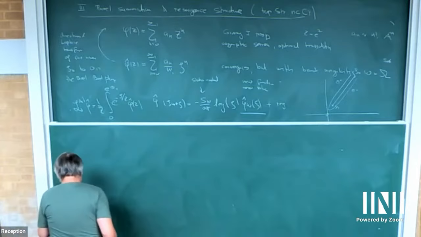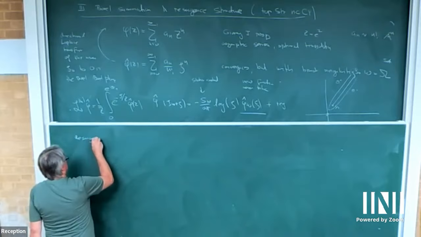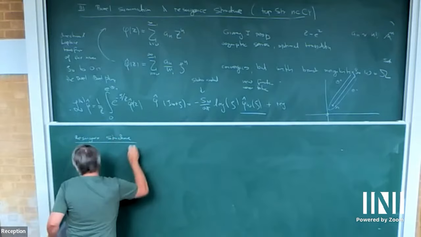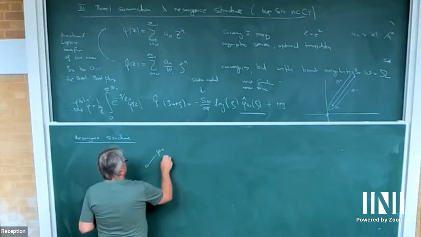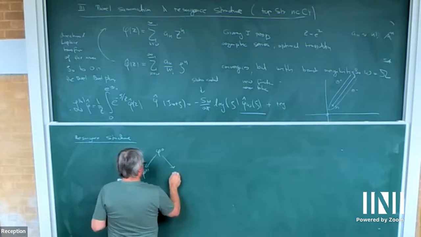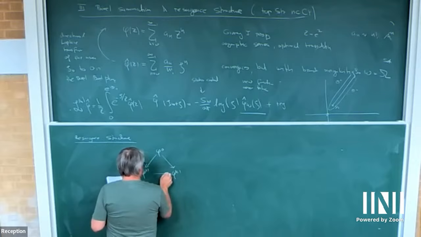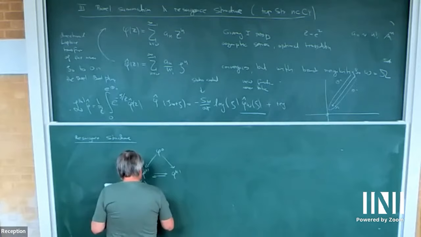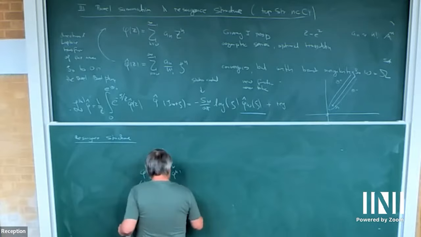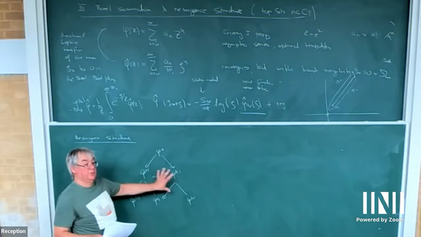So there is something which is called the resurgence structure. Basically you start with your phi, which you call phi naught, and then maybe you find two interesting singularities in the Borel plane. You get two new things, and the idea is essentially that at all levels you can get these things, and there are many relations among them. And the idea is if you know any of these asymptotic series, you can construct a whole picture.